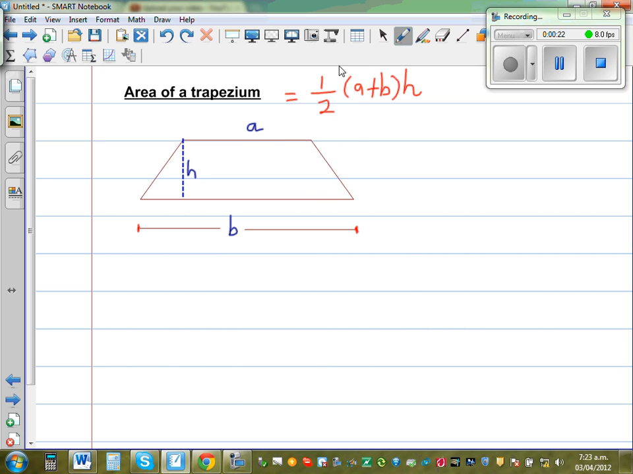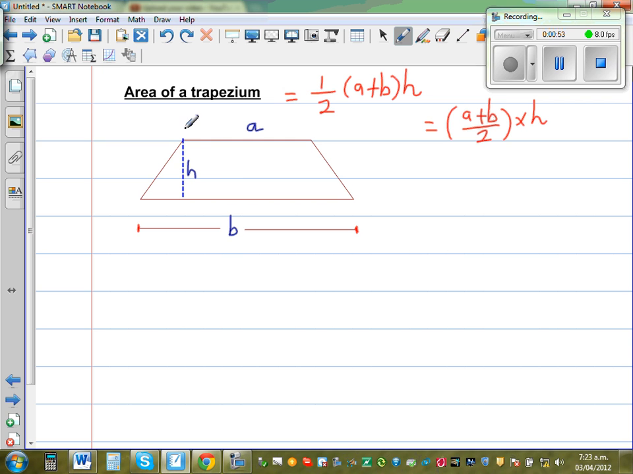actually the formula is nothing but base times height. Now, when you're doing a plus b divided by 2, this same formula can also be written as a plus b divided by 2 times h. This and this are the same. So when you're adding, this is one base and this is the second base. So when you're adding two bases and dividing by 2, you're finding the average of the two bases.